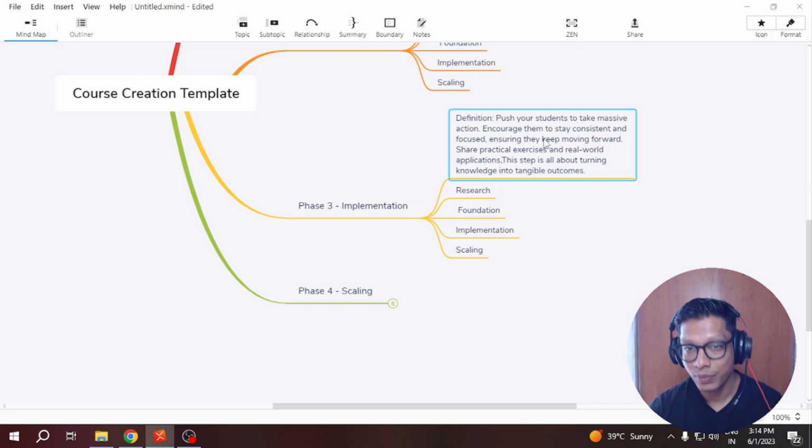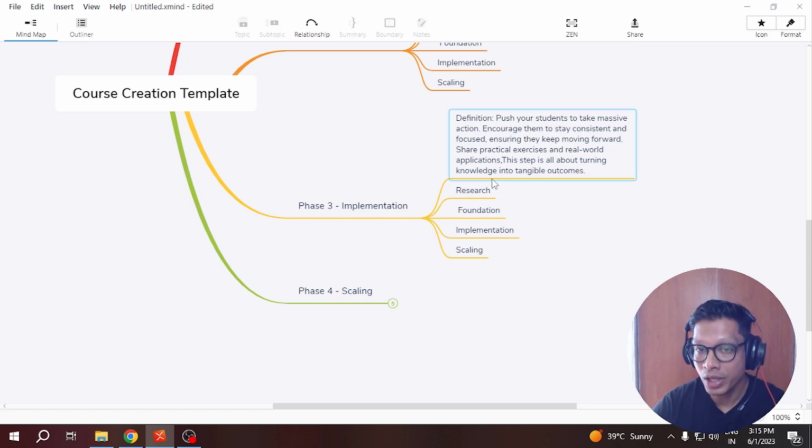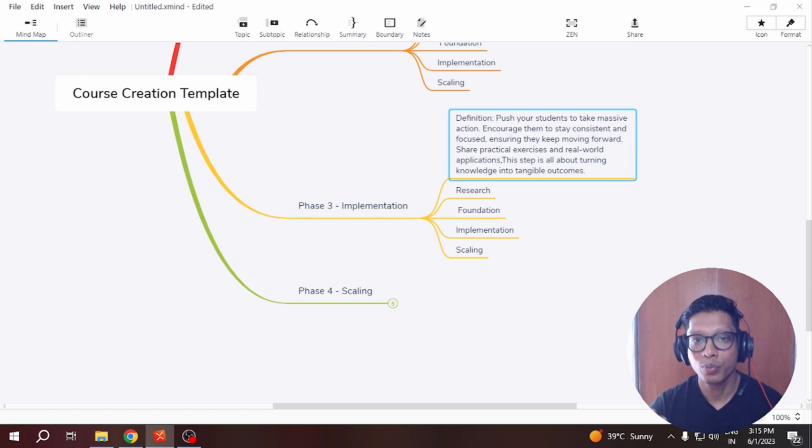Okay, now let me give you a basic definition. It's all about pushing your students to take massive action, encourage them to stay consistent and focused, ensuring they keep moving forward. Share practical exercises and real world application. This step is all about turning knowledge into tangible outcomes, right? So here we help them move towards goals slowly, step by step.